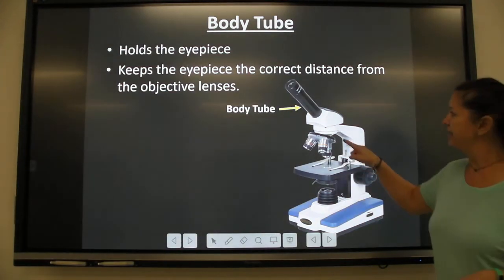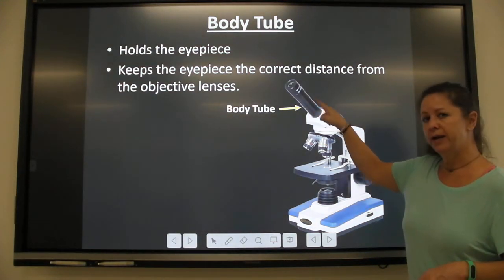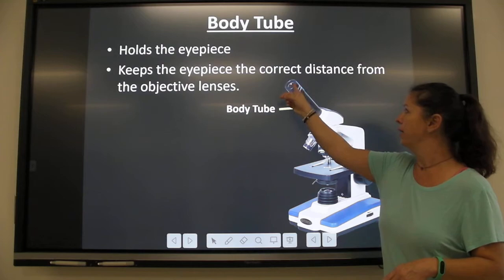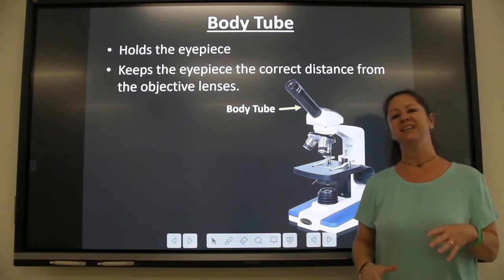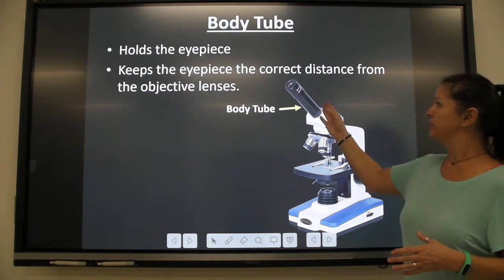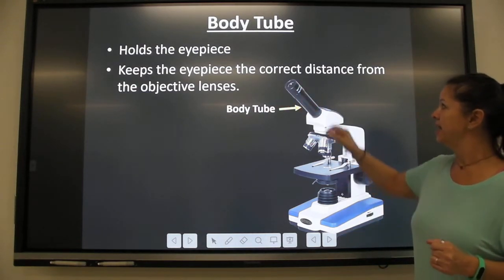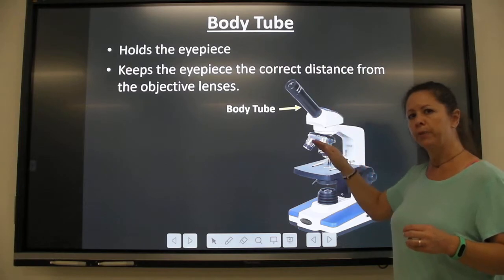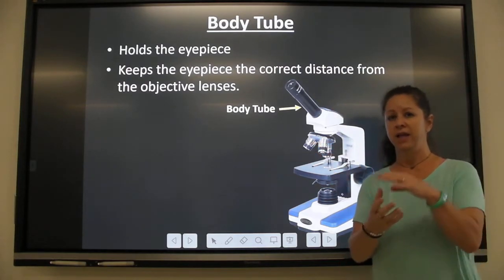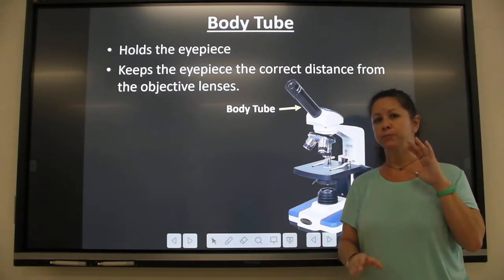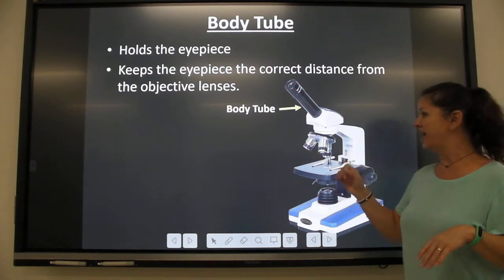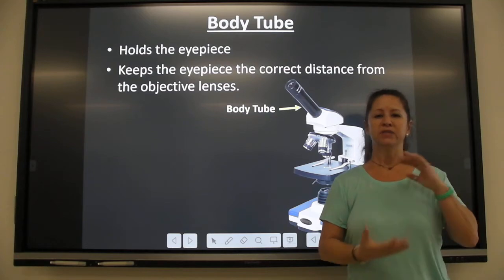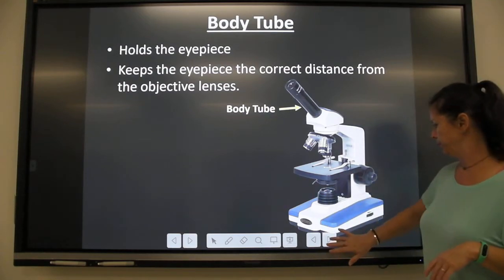Now, the body tube is this little section right here. It's in between where you look on the microscope and where all these powerful lenses are. So it is what actually holds that eyepiece and keeps it the proper distance away from the lenses. By keeping the proper distance between the eyepiece, which is a lens, and the objectives, you'll be able to always focus as you need to.